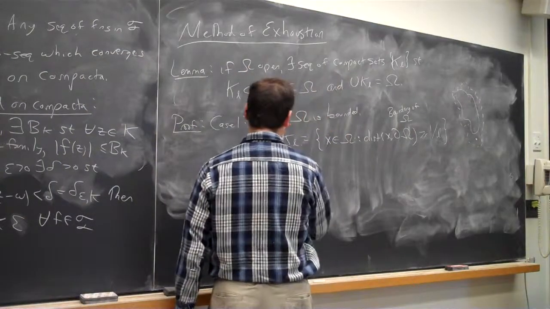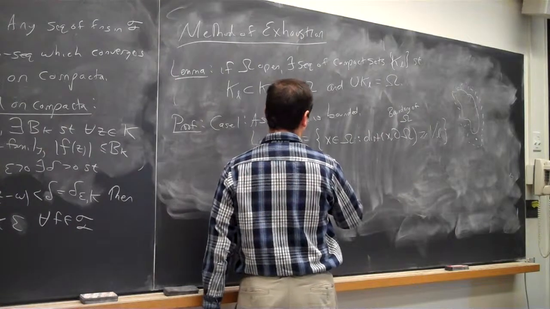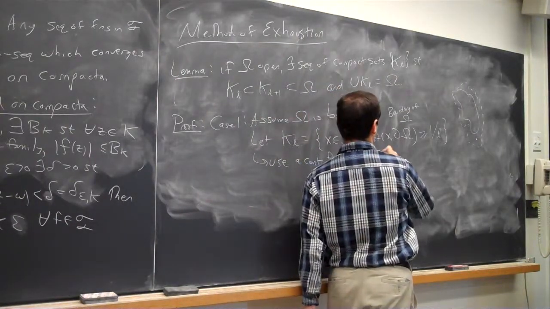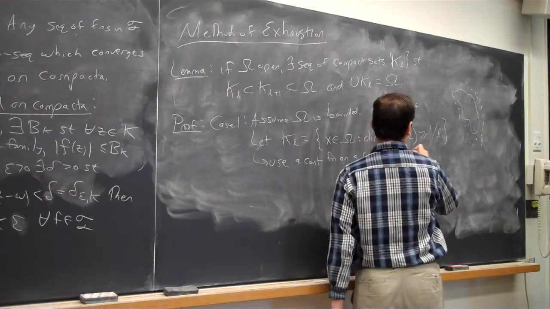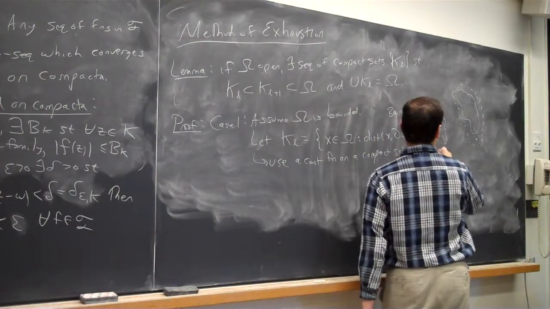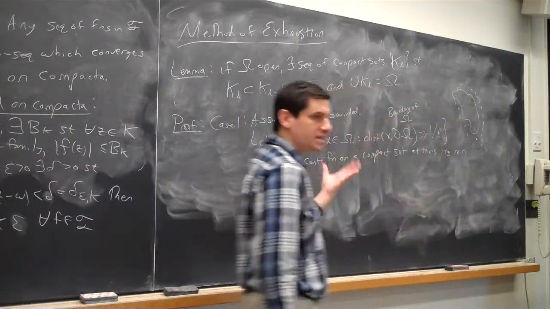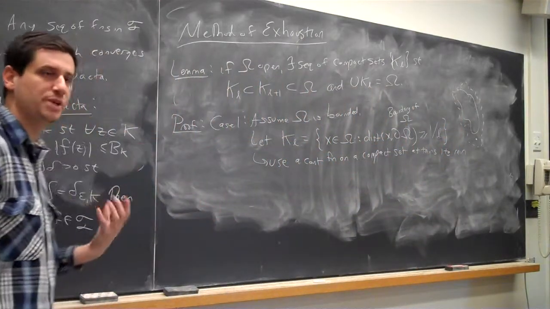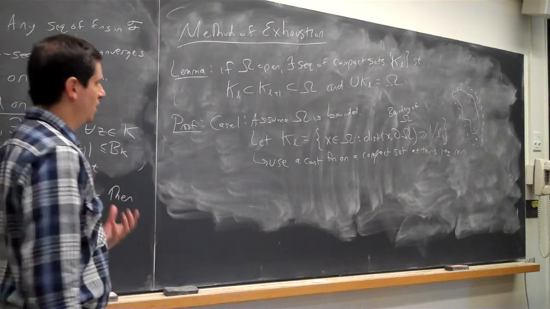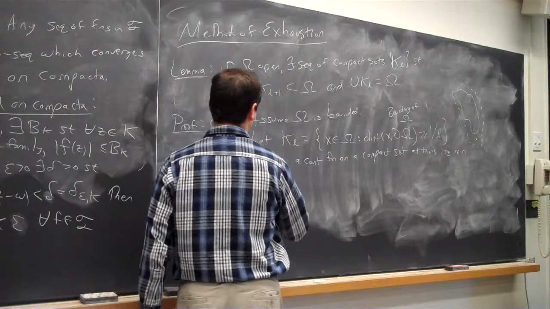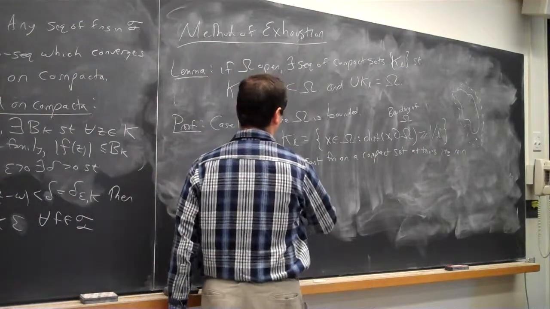So we use a continuous function on a compact set attains its minimum. Okay, so that's a nice result from analysis. This is one of the places where we need to use it. But now we have the other case, case 2, omega not bounded.